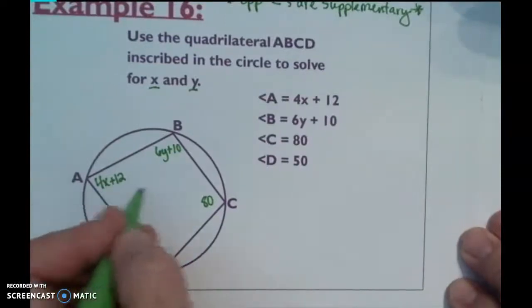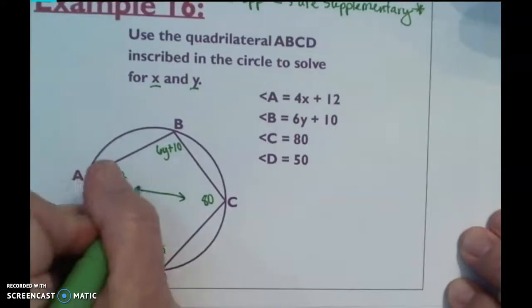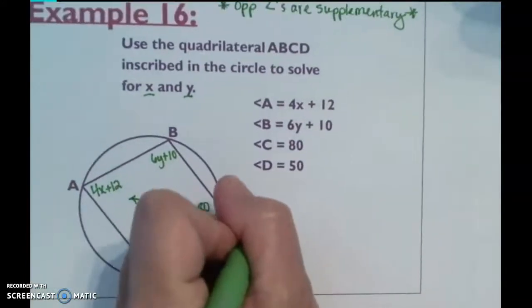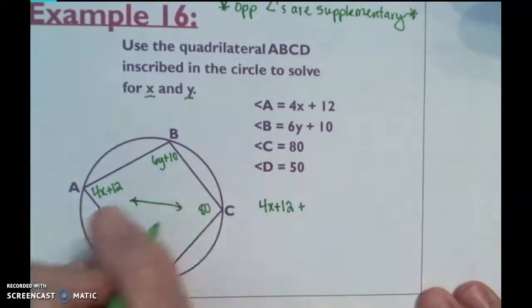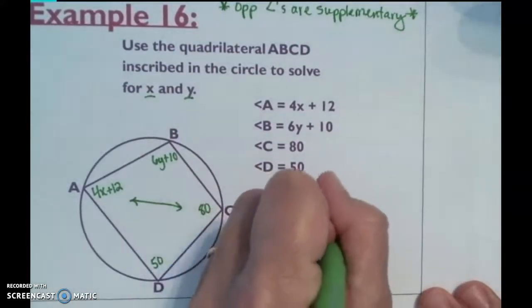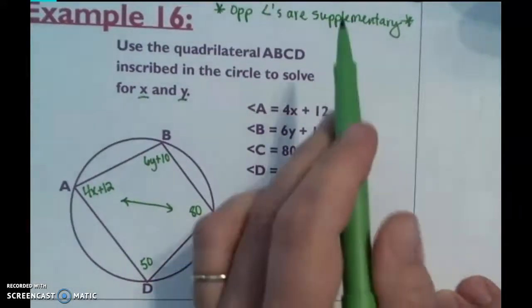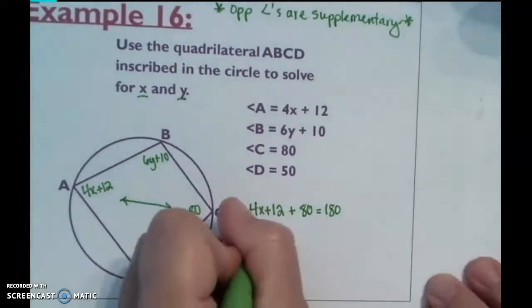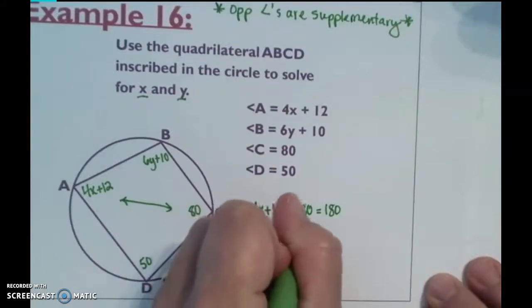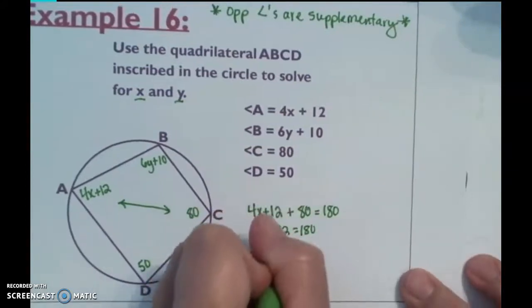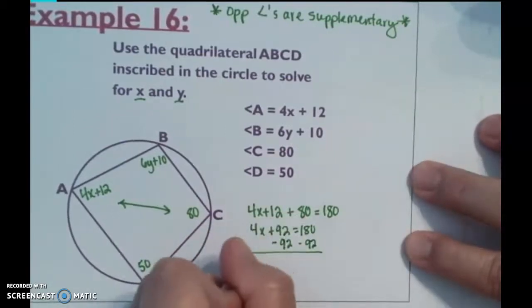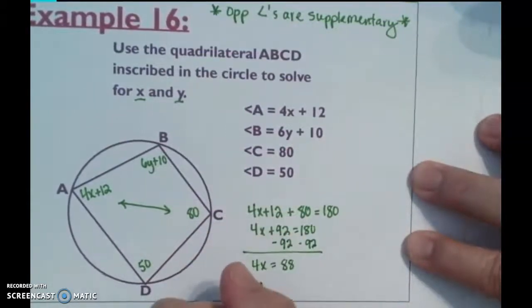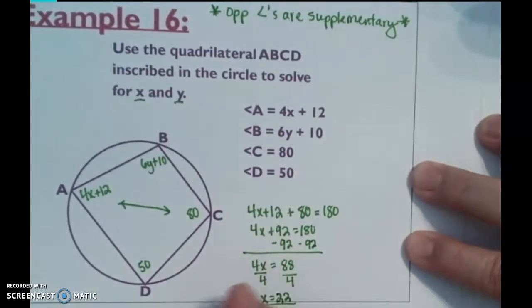So to find X, we're going to say 4x plus 12 plus this 80 is equal to 180 because they're supplementary. Solve this. We would subtract our 92. So that gives us 88. We're going to divide by 4, and we're going to find that X is 22.